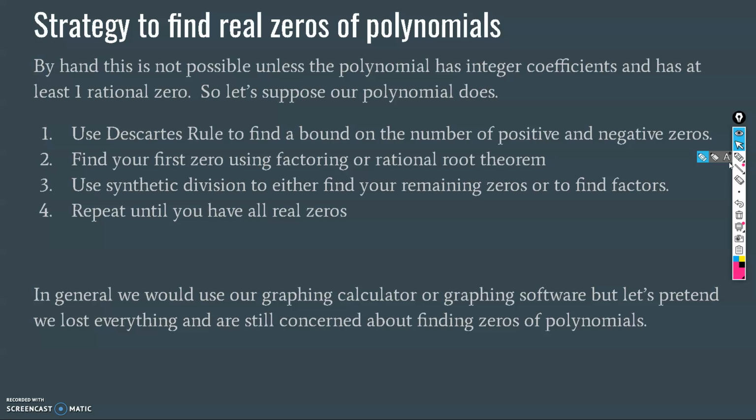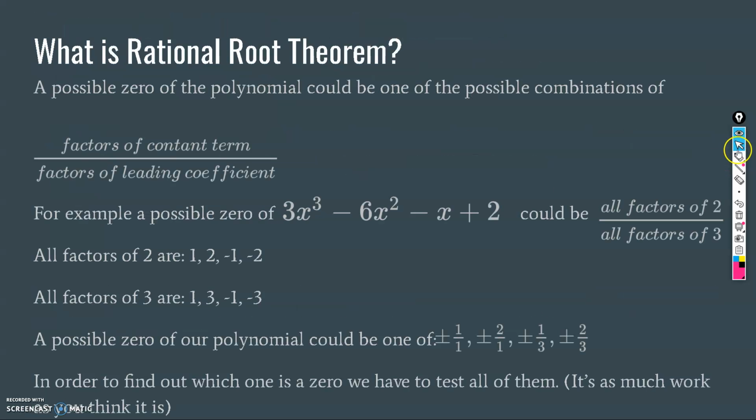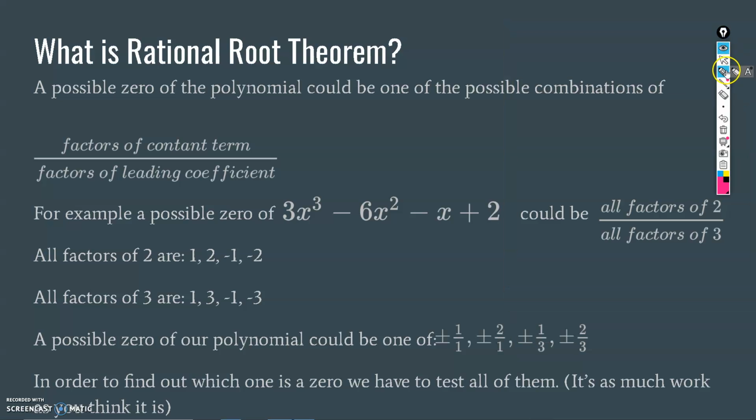So, in general, we would use our graphing calculator or graphing software, but for the sake of argument, let's pretend we lost everything, power, electricity, all technology, and we still want to find zeros of polynomials. How would we do that? Well, the rational root theorem is how.